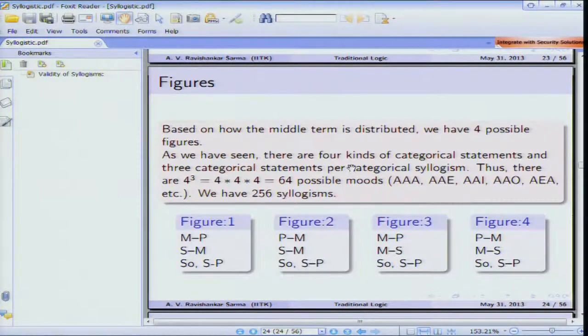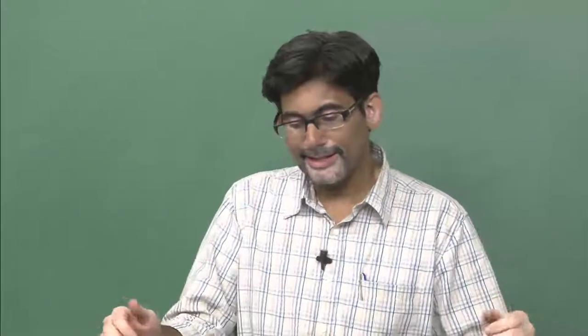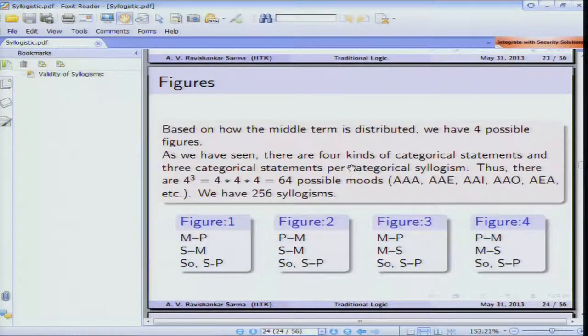We will be seeing how the moods that occur in figure number 3 and figure number 4 can be reduced to figure number 1, which is considered to be the standard, perfect kind of figure according to Aristotle. First of all, what we mean by mood is this: any triplet like AAA, AEE, AII etc. constitutes the mood of an argument, and corresponding to the mood we have a figure.